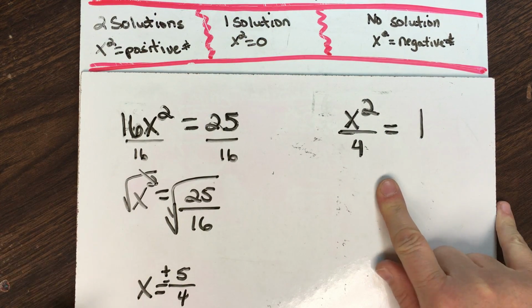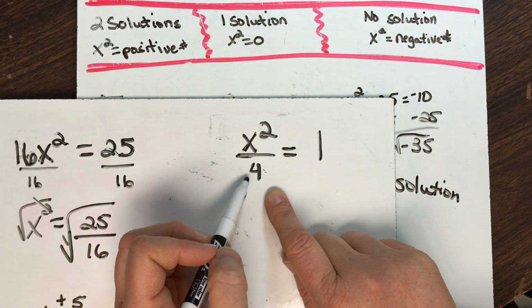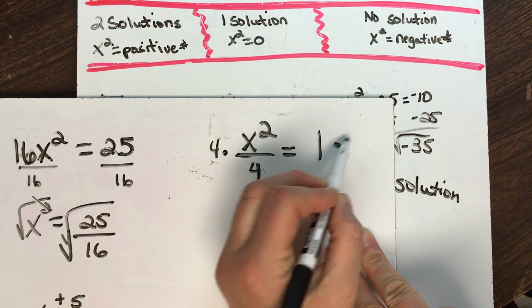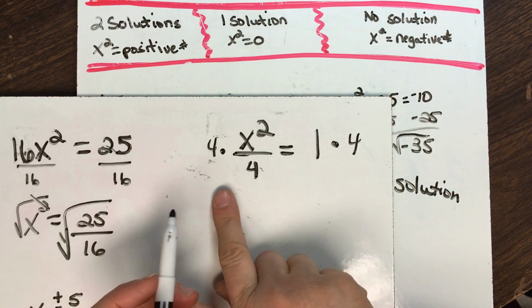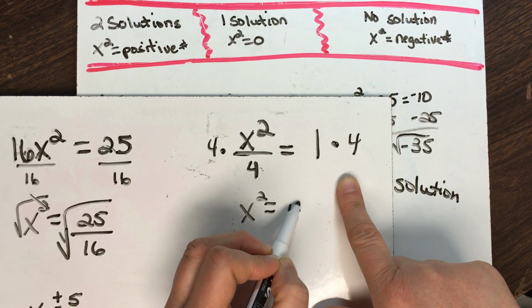All right, let's take a look at this one. So these are divided, so my opposite would be to multiply. So I'm going to multiply this side by 4, and I'm going to multiply this side by 4, because whatever you do to one side, you have to do to the other. So I have x squared equals 4.